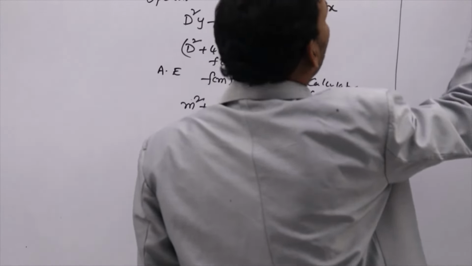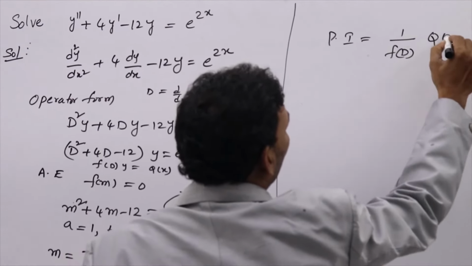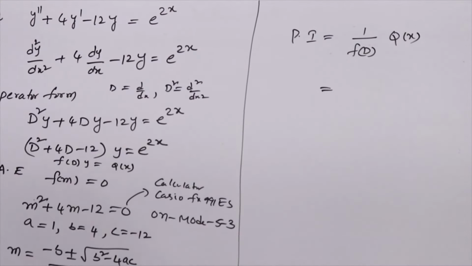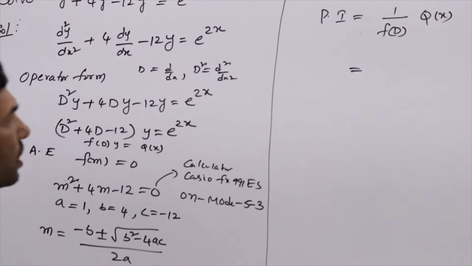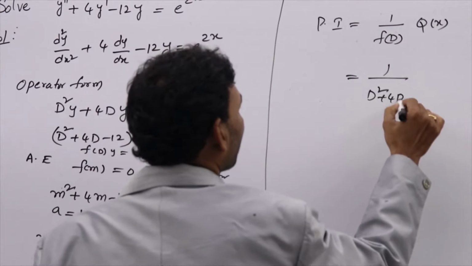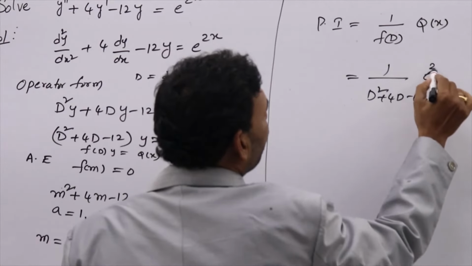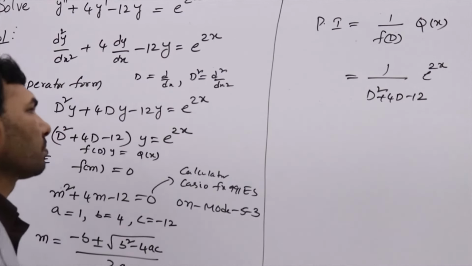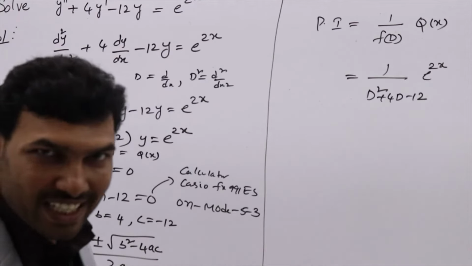Now we need to find a particular integral. 1 by f of d into q of x. So this is f of d, I written here. F of d is this one. F of d, this total one, d square plus 4d minus 12. Q of x is RHS term, e power 2x. Now, what PI of f of d into y equal to e power ax says?